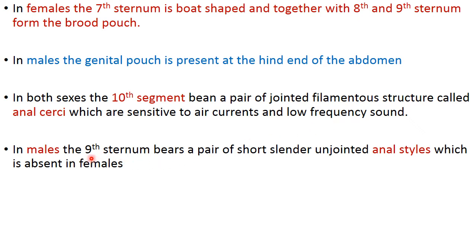In males, there is an additional feature: the 9th sternum has a pair of short, slender, unjointed anal styles, and this is absent in females. So by this we can distinguish the males from the females. In males anal styles are present, but in females they are absent.